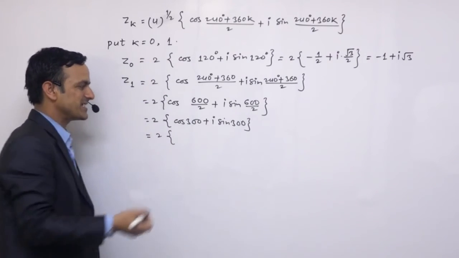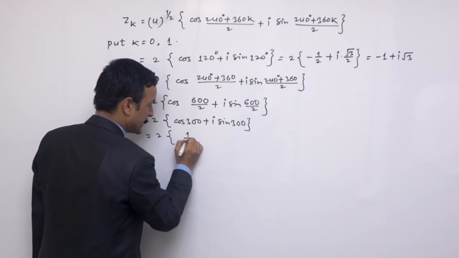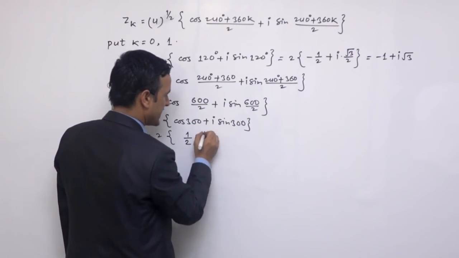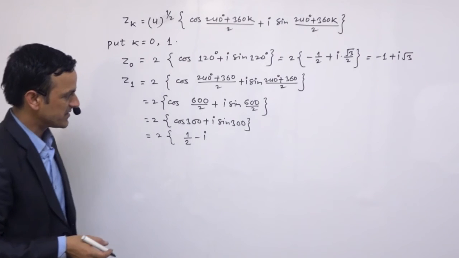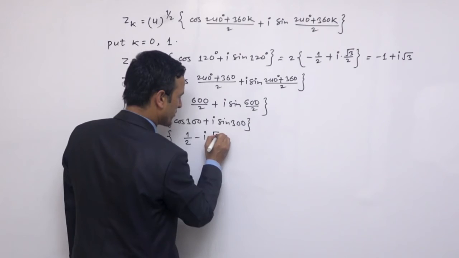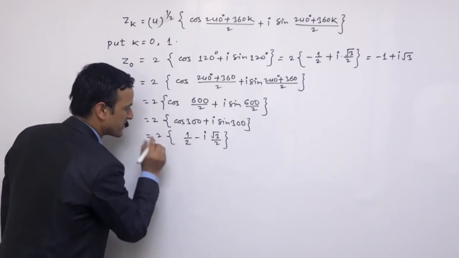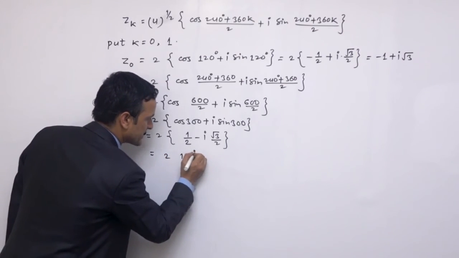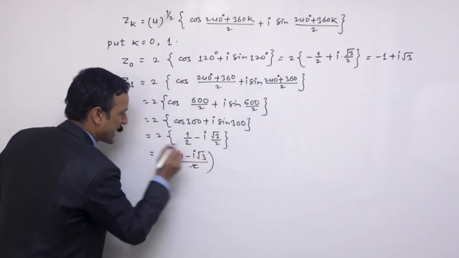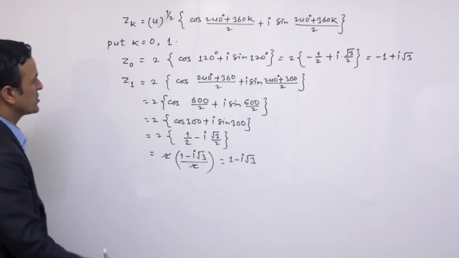And 2 times cos 300 means cos 360 minus 60. So the value of cos 60 is 1 by 2, and I sin 360 minus 60, sin 60 means minus root 3 divided by 2. So its value, after taking LCM, 2 cancels, and 1 minus I root 3 is the solution.